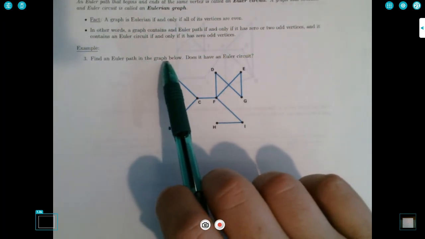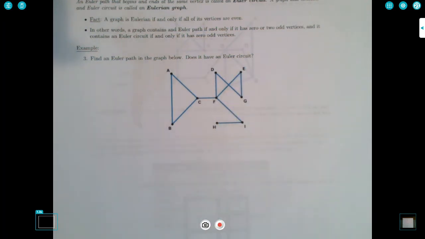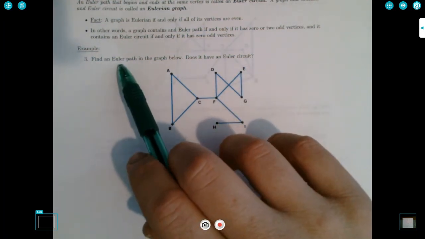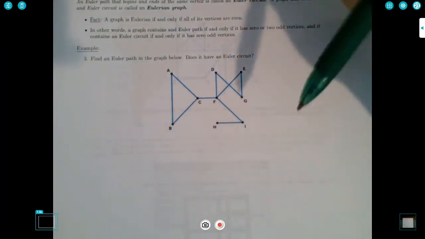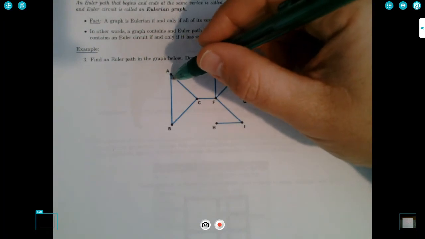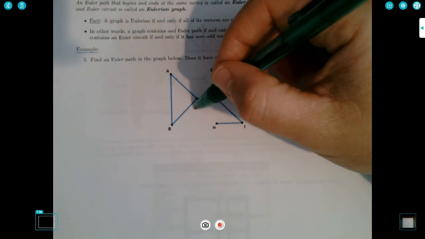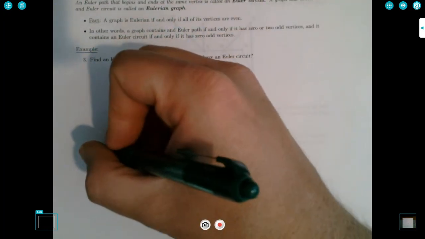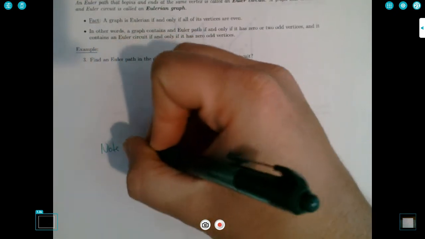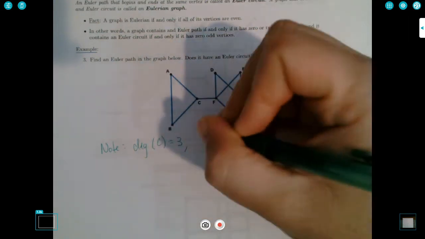So let's find an Euler path in the graph below, and then let's answer the question: does this have an Euler circuit? Well, I guess we could ask ourselves, does it have an Euler path, first of all? It might be helpful to answer the second question first, actually. So notice that the degree here is 2, 2. Here the degree is 3. Okay, so right off the bat, I know that it doesn't have an Euler circuit, right? So note the degree of vertex C is 3.